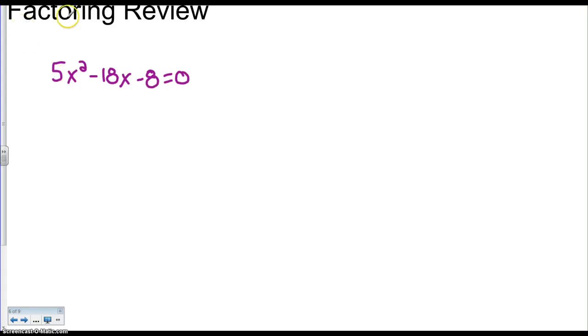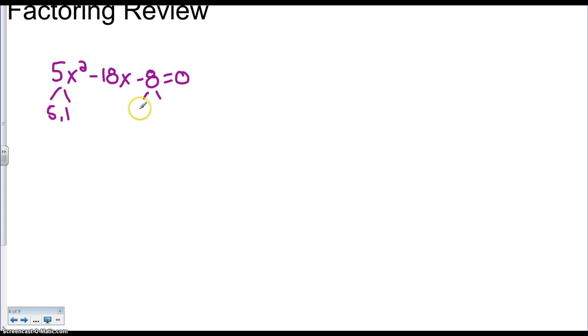Alright guys, so I want to do some review with you over the idea of factoring to solve a quadratic equation. In order to solve a quadratic equation, we have to make sure that one side is 0. So in this case, one side is 0. And what we want to do is figure out everything that is possible that can get me the first term and the last term. So I know right now that it's 5 and 1.